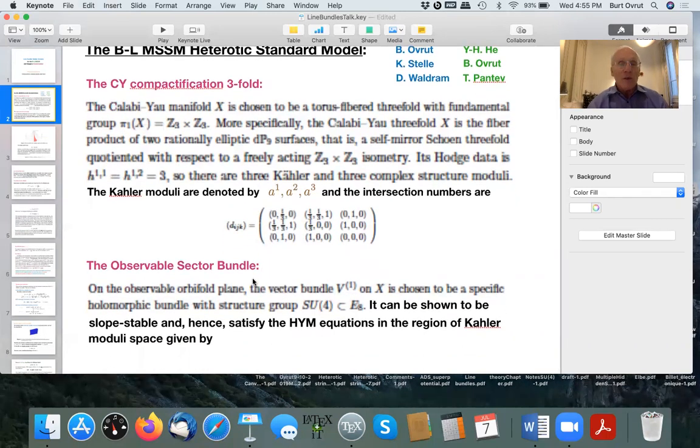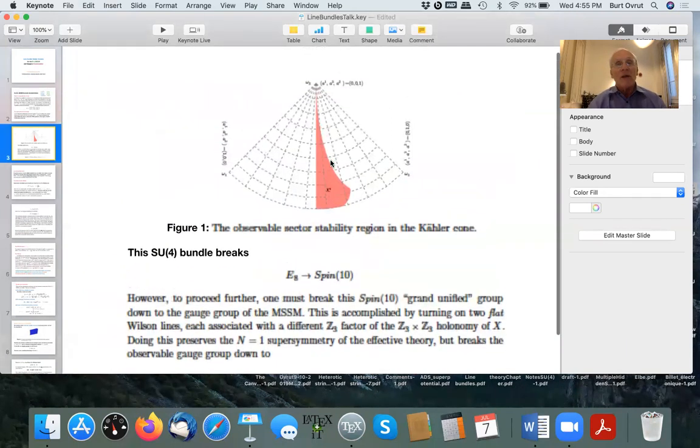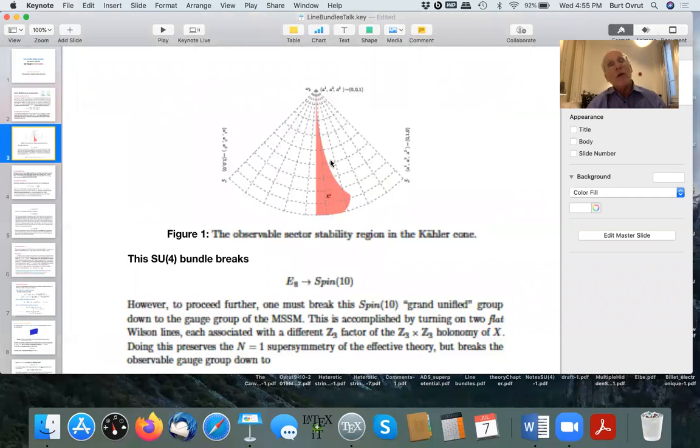So we want to look at the observable sector of this thing, and I have to choose a holomorphic vector bundle. We were able to find one. It was an SU(4) bundle, and it gives very good low energy physics. We find that the particular SU(4) bundle that we found was in fact slope stable, and hence N=1 supersymmetric, since its slope vanishes in this particular region for this particular projective coordinate system. I'll show you this again later on.